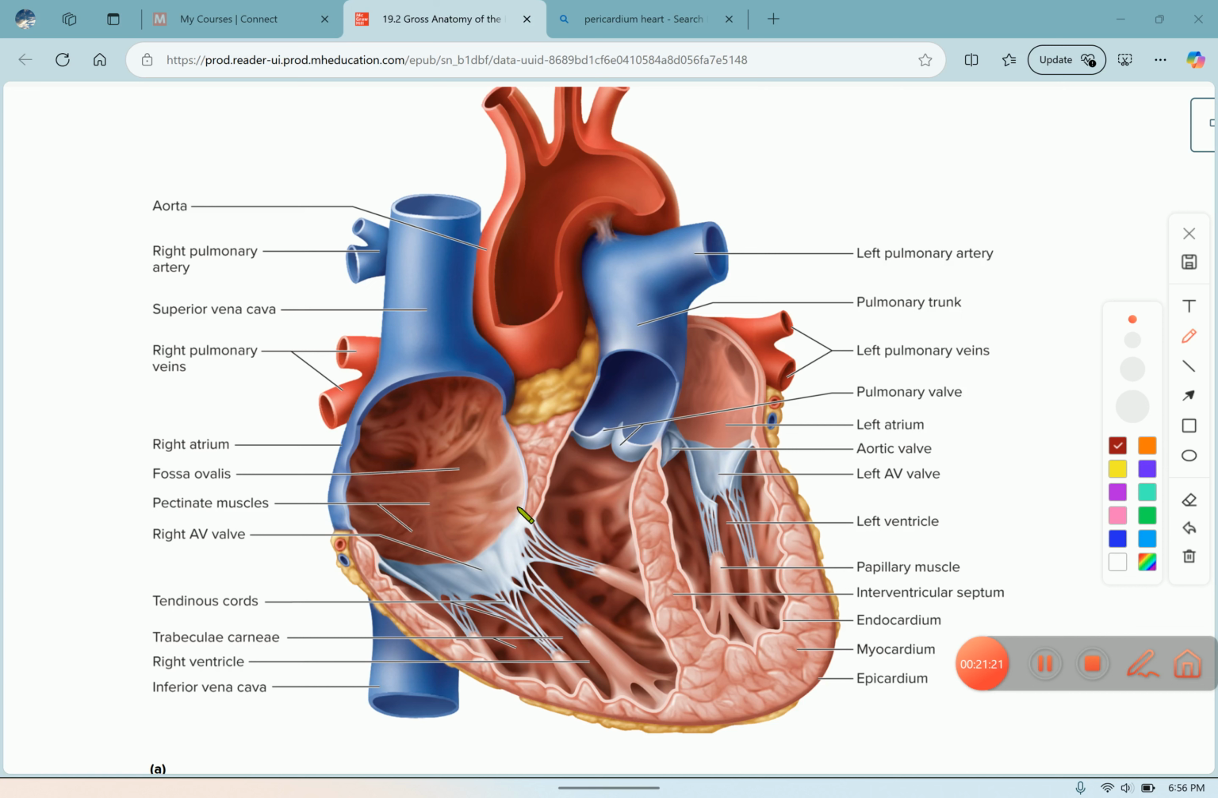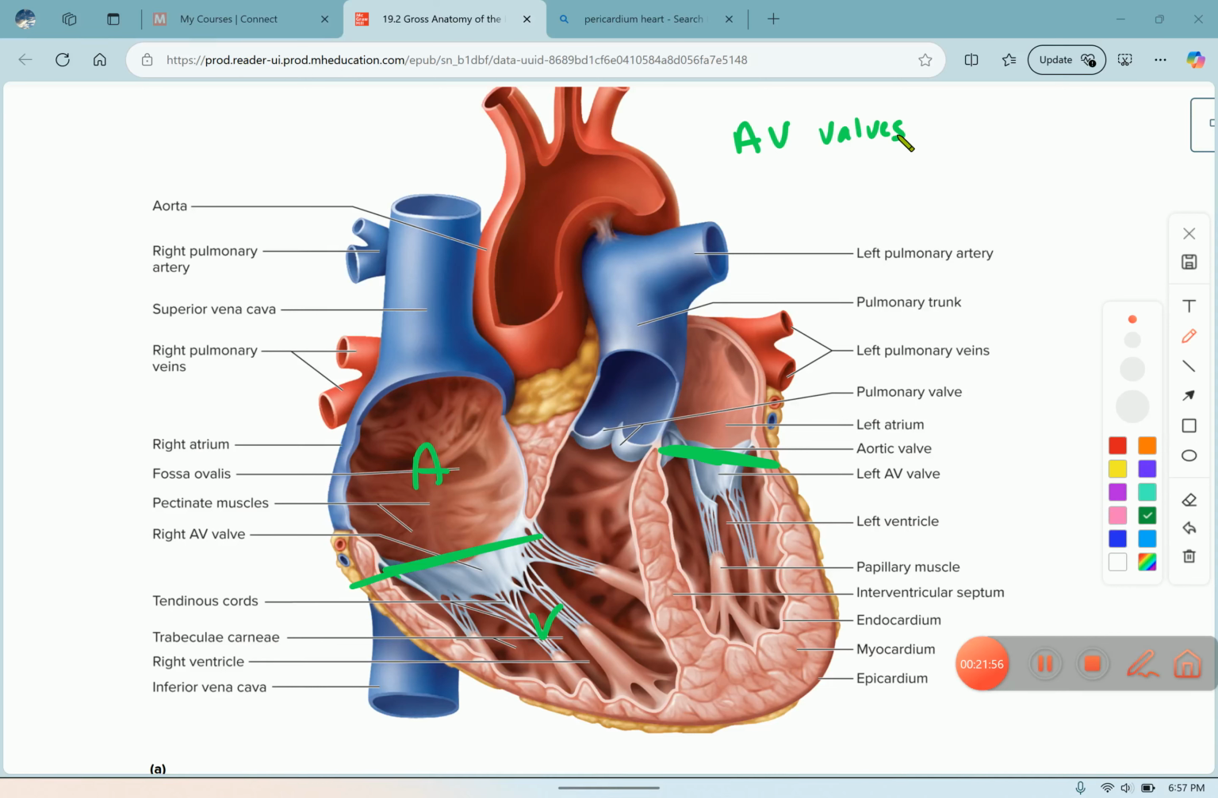Okay, 4 chambers and 4 valves. We have 2 valves that separate the atria from the ventricles. Collectively, they're called the AV valves. That's one of their names.